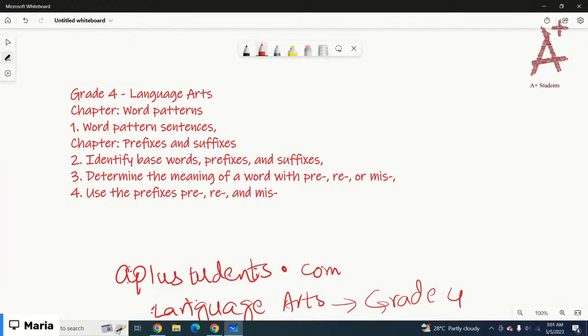So there you can find a list of the chapters. We're going to start with the chapter word patterns, and the lesson is word patterns and tenses. Then we'll start the new chapter, that is prefixes and suffixes, and the lessons are identify base words, prefixes and suffixes, determine the meaning of a word with pre, re or mis, use the prefixes pre, re and mis.